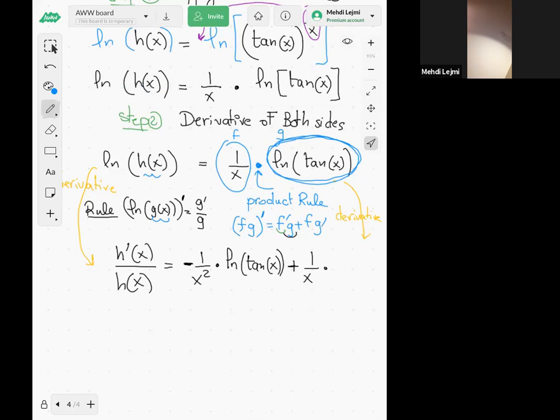So remember, guys, the rule: if you have natural log of some function g, then the derivative is g prime over g, right? So here I have natural log of tangent. So then the derivative would be the derivative of tangent over tangent, right?